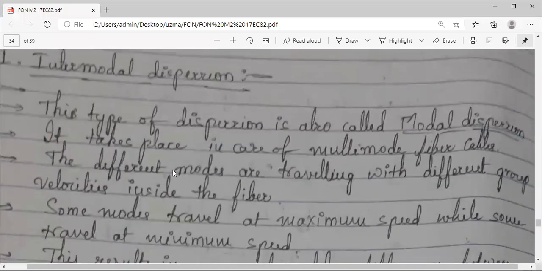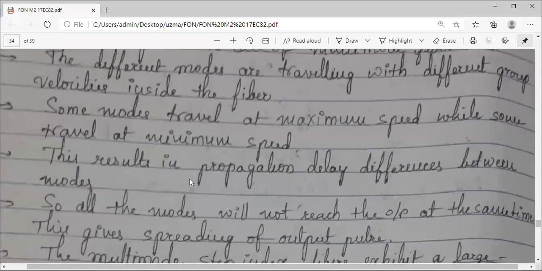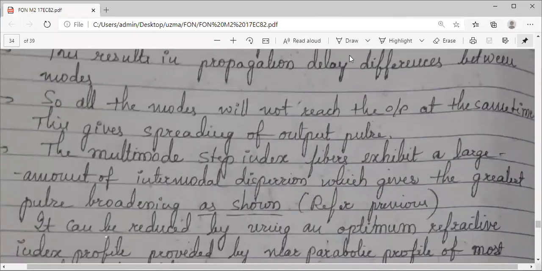You can include whatever we have discussed in the introductory part of the dispersion concept, the three figures: multi-mode step index, graded index, and single mode fiber. So you can use the same explanation here in order to explain the intermodal dispersion.